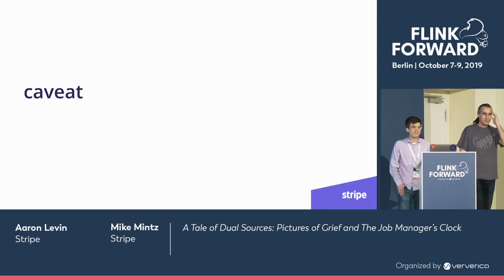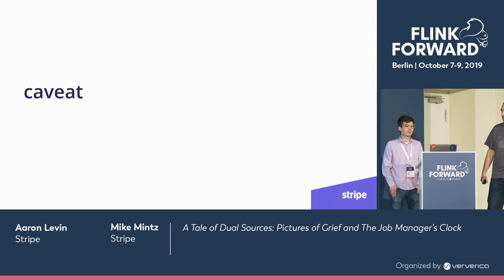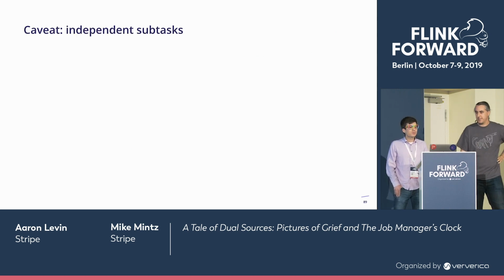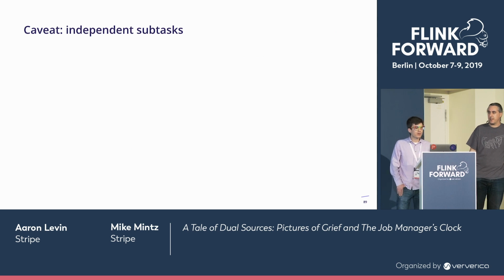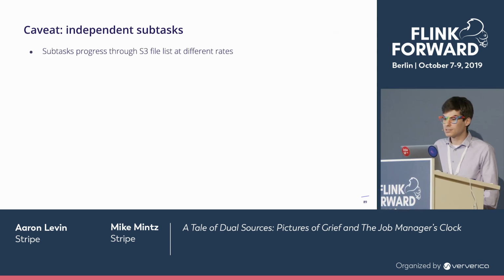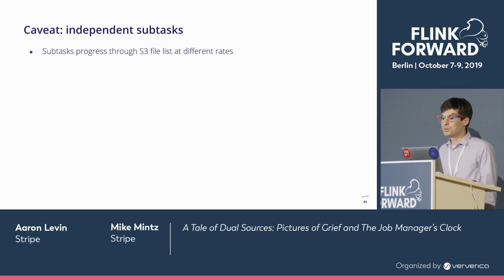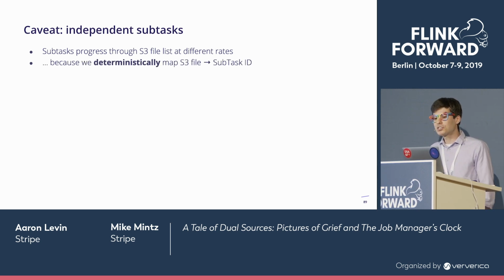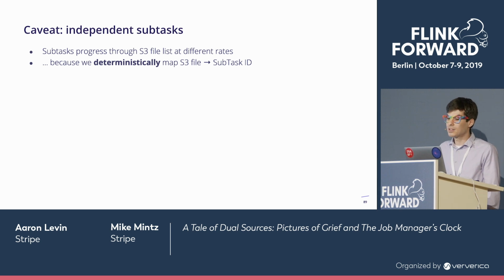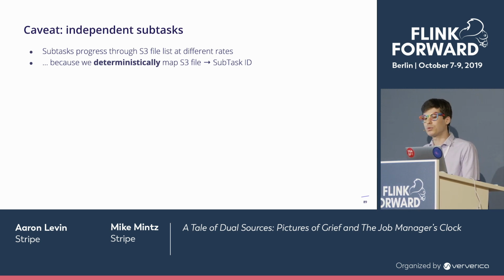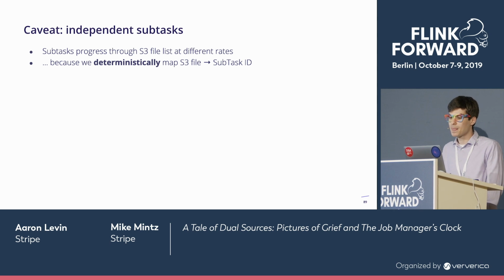Except there was one caveat with our solution that took us a while to realize. And this was that different subtasks can make progress on the S3 files at different rates. This was the result of an explicit decision we made early on, which was to deterministically decide which subtasks work on which S3 files and have all the subtasks make their way through their lists of files independently.